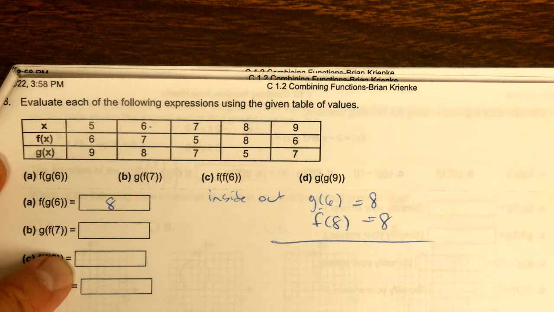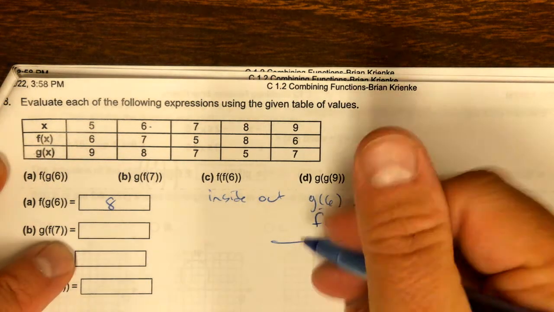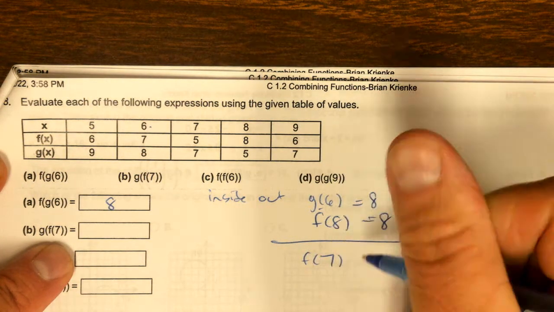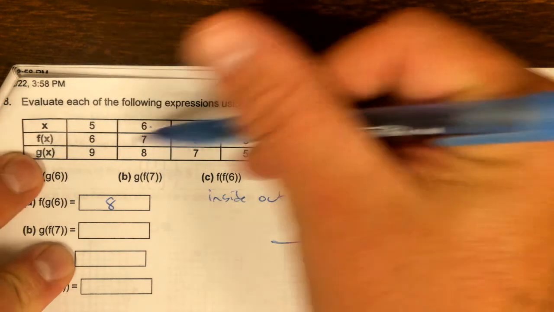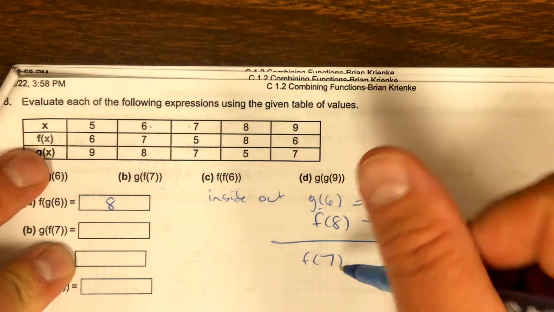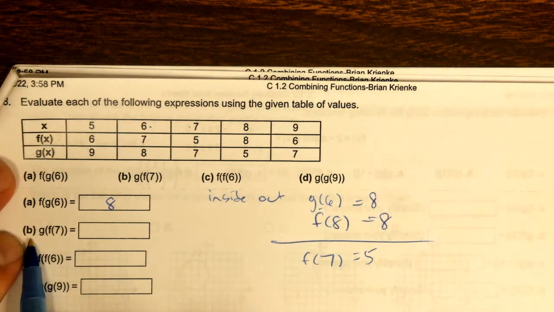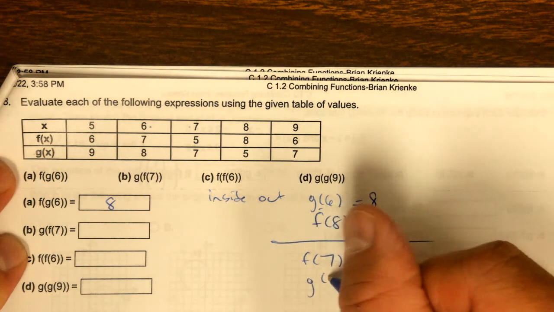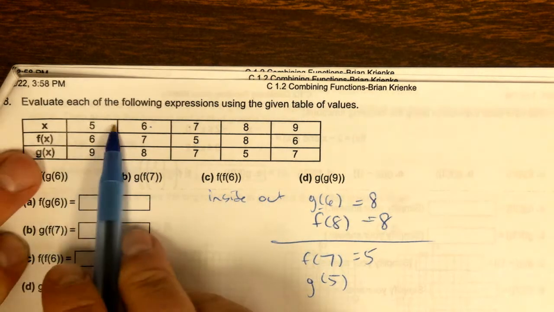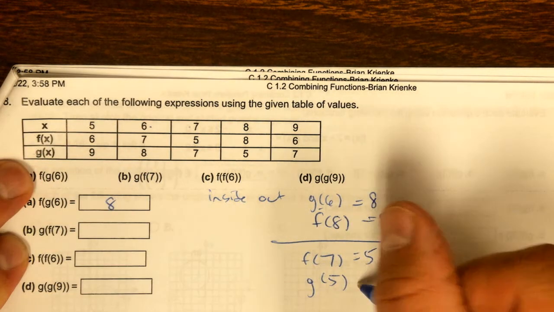Okay. Now on this one, you do f of 7. So you go to the 7, you make sure you go to f, and you get 5. Then you have to do g of 5. So you go to 5, you go to g, and you get 9.